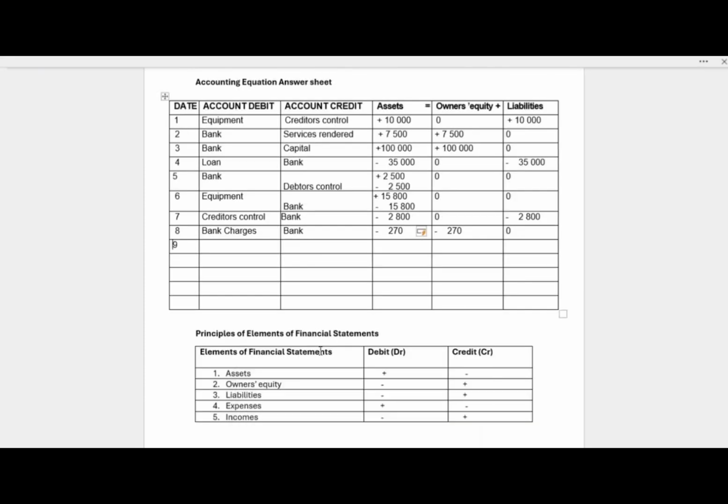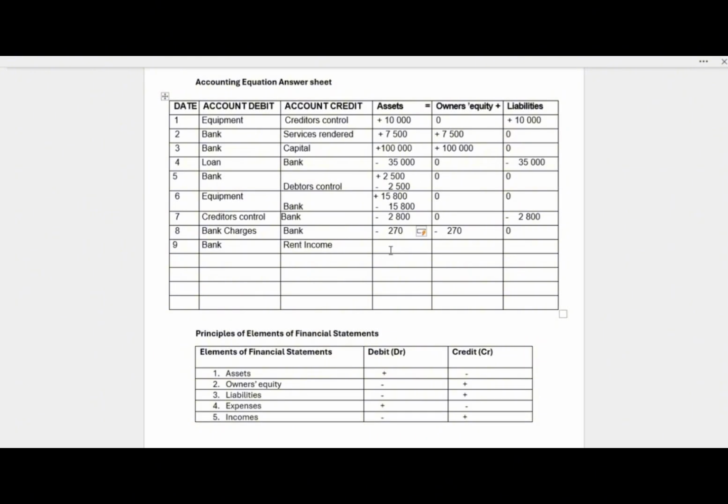So remember, bank is an asset and it's increasing because we are receiving money, and whenever an asset increases we debit. So we're going to come this side and say bank. And then rent income, you credit. Why? Because rent income is an income, and incomes increase on the credit side.